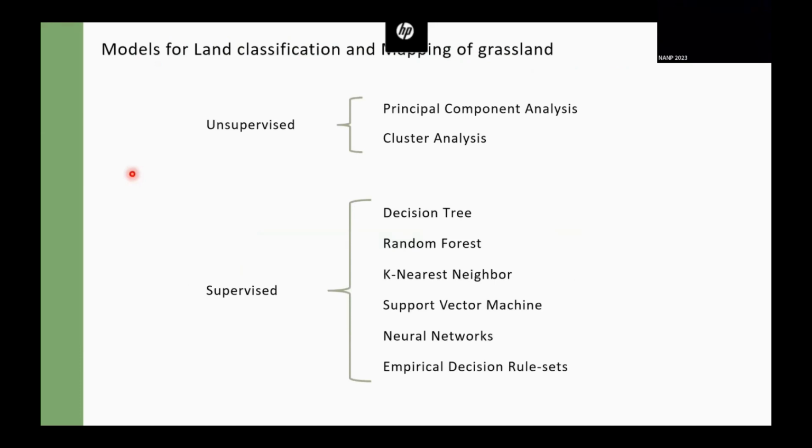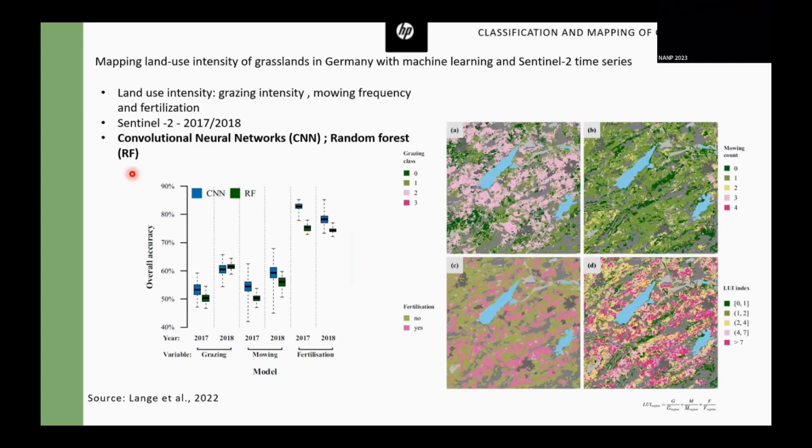So, the models for land classification and mapping of grasslands are mainly based on machine learning models. They can be unsupervised, in this case, when you don't have a ground truth measurement. Then the most used one is the PCA, the principal component analysis, or cluster analysis. All those models can also be supervised ones. Then I will show here 3 examples of papers that use these models and how you use these satellites to classify.